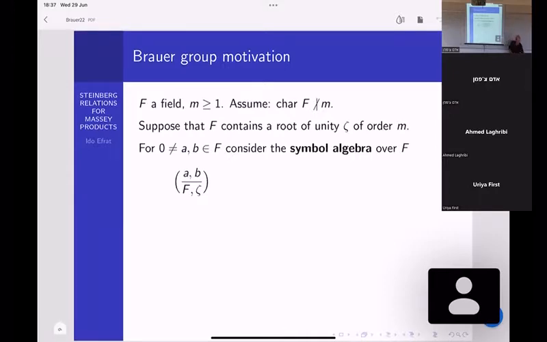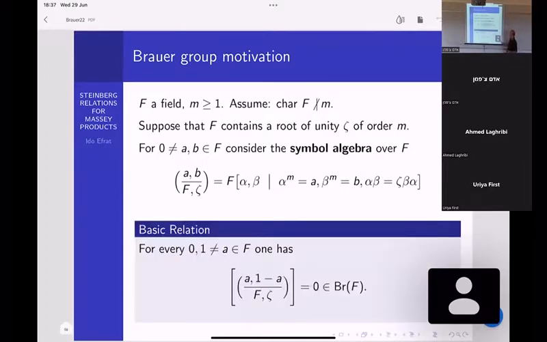So for field elements A and B, nonzero elements, we have the symbol algebra. We take two generators, alpha and beta, where alpha to the M equals A, beta to the M equals B, and they almost commute up to multiplication by zeta. And then we have the following well-known basic relation: if A is neither 0 nor 1, then the symbol algebra of A and 1 minus A is trivial at the level of the Brauer group.